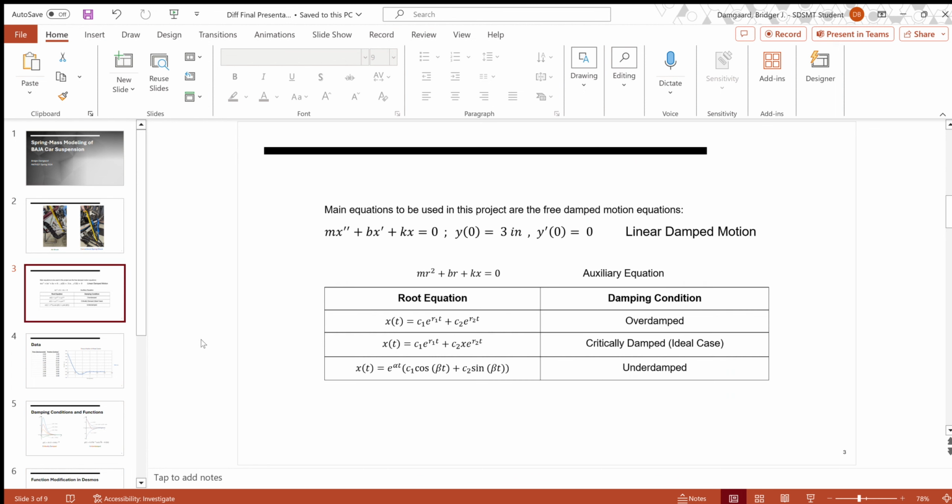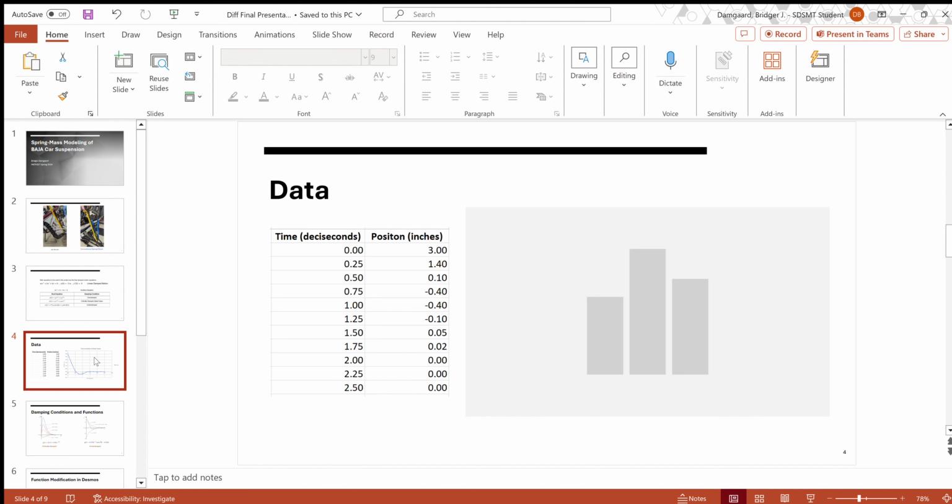So then I moved into starting to look at how to actually model that data I had collected. I looked at the linear damped motion equations and then the root equations for the different damping conditions. I wrongly assumed initially that we wanted a critically damped setup. We actually want an underdamped setup for our car because it's more forgiving for bumps. So that was a condition that I had to look at later in the modeling.